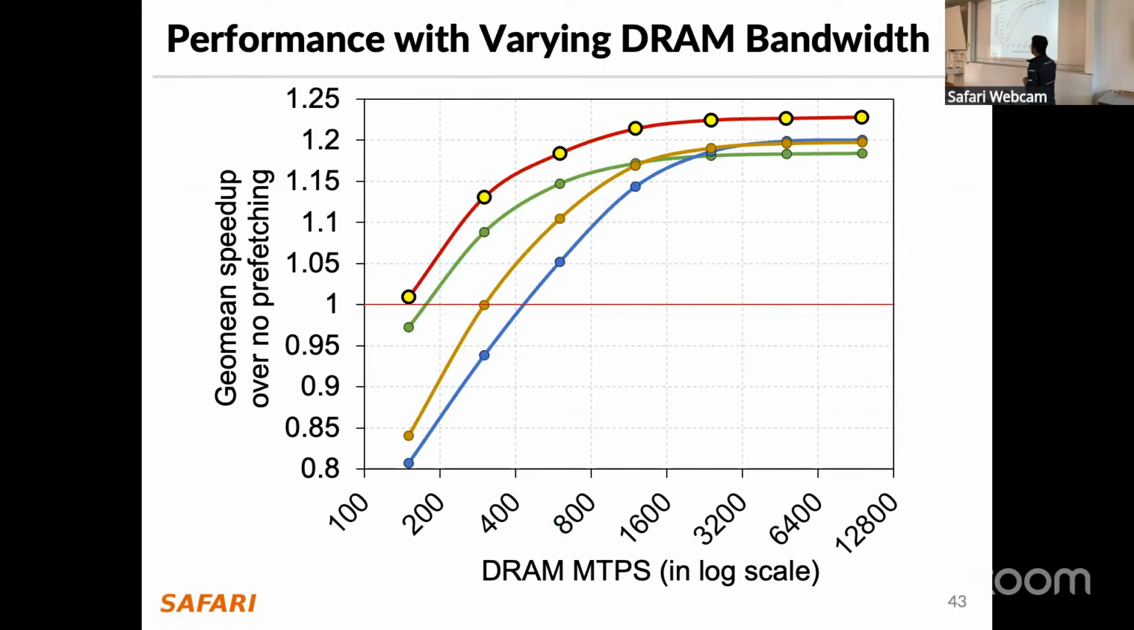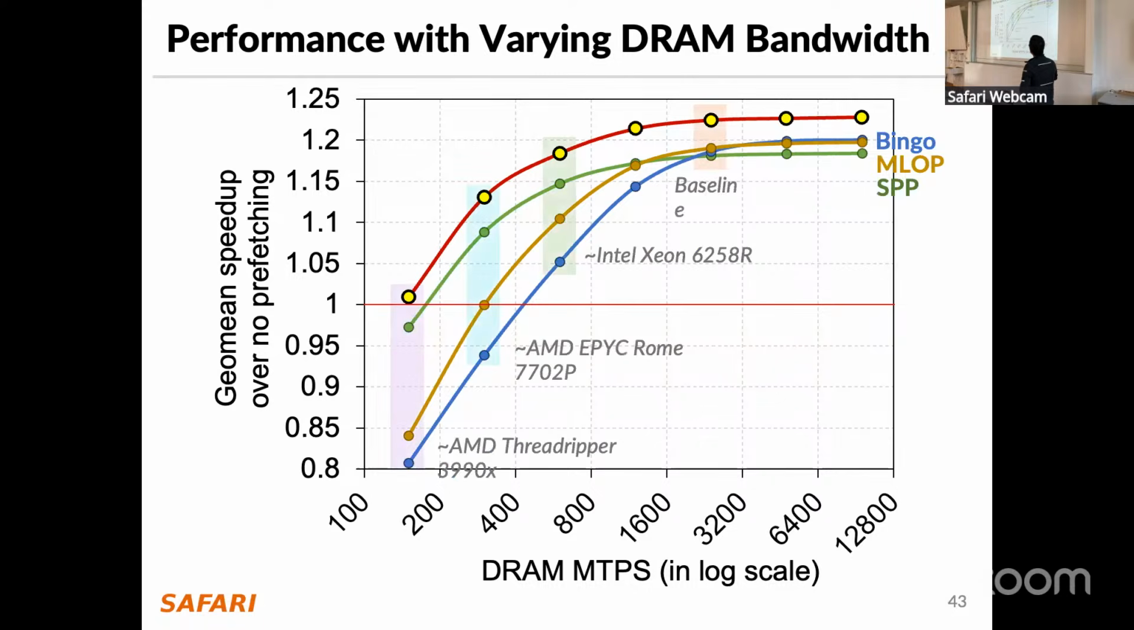We also did some study on varying the DRAM bandwidth. On the x-axis you have different bandwidths. The more you go on the positive x-axis, the higher the bandwidth; the more you go on the negative side, the lower. On the y-axis you have the geometric speedup, so higher is better again. This is what the previous prefetchers used to look like, and the red one is what Pythia is. All of these bandwidth points actually come from real processors, with the names that we have mentioned over here. The single core of each processor is operating at this bandwidth point.